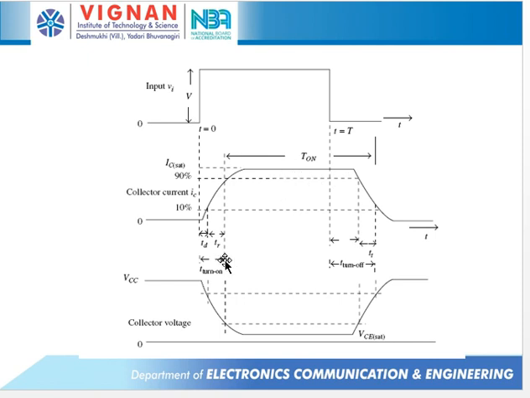At the same time, if you observe the collector voltage, at the rate the collector current is increasing, in the same manner the collector voltage will decrease. And when the collector current reaches its maximum value, the collector voltage will also reach its minimum value, VCE saturation.